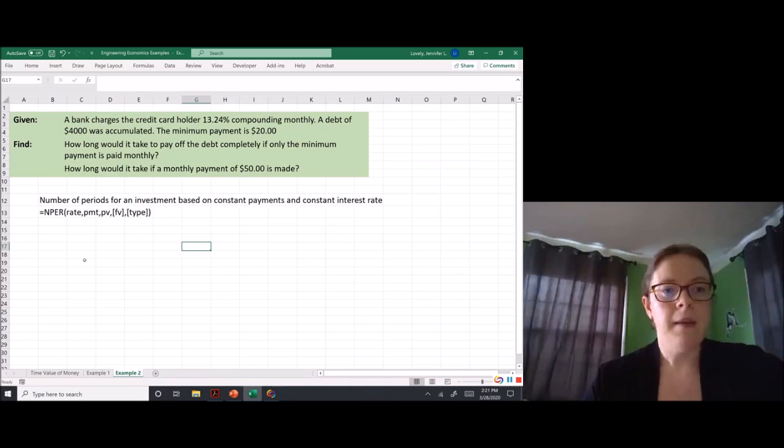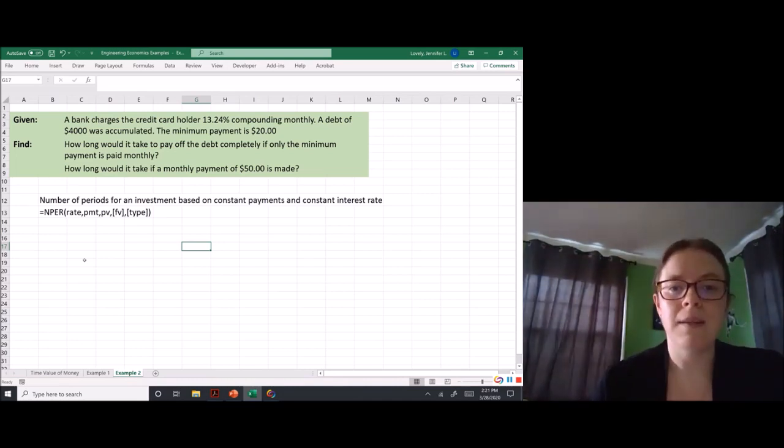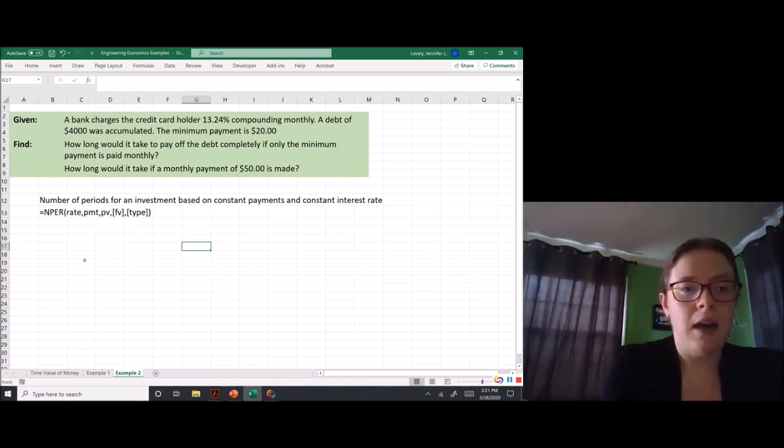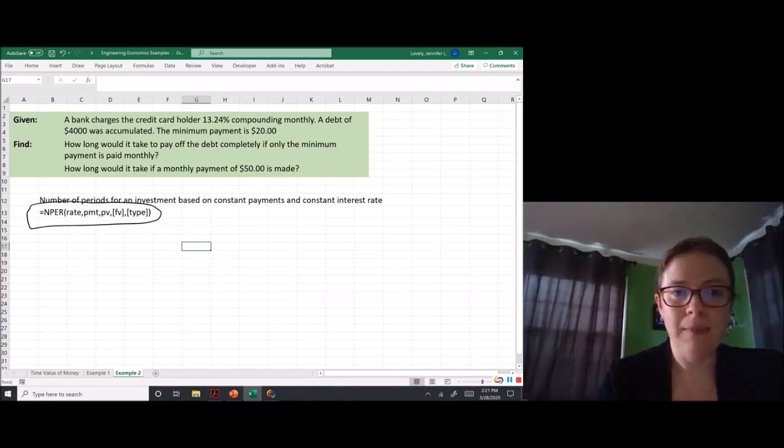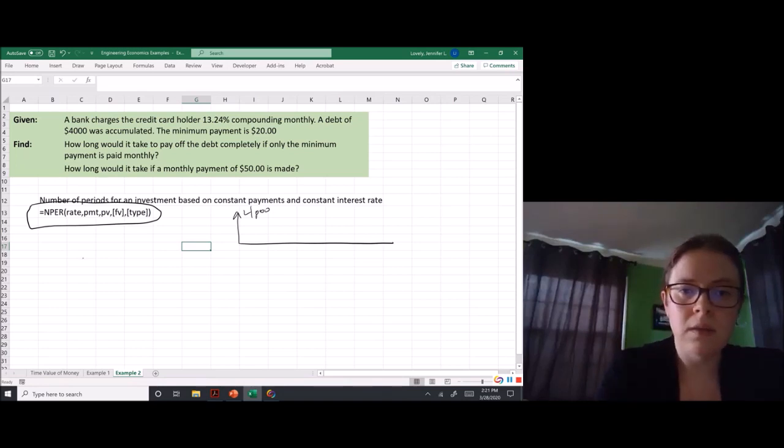Okay, the number of periods for an investment based on constant payments and constant interest rate is given by this function. So we can use that to do our calculations, but I'm going to go ahead and again draw a cash flow diagram. So we have a debt, and I know I'm putting it on the positive, but that's because it was money basically that we were given. We were loaned. Excuse my handwriting. So we have $4,000. And then we want to know this value.